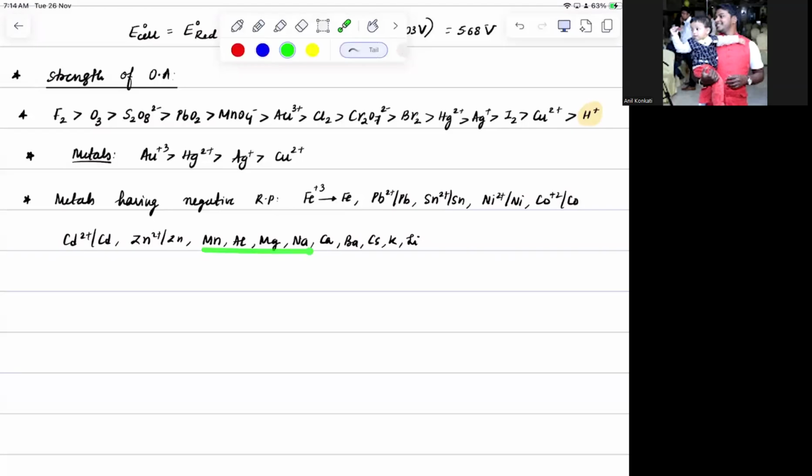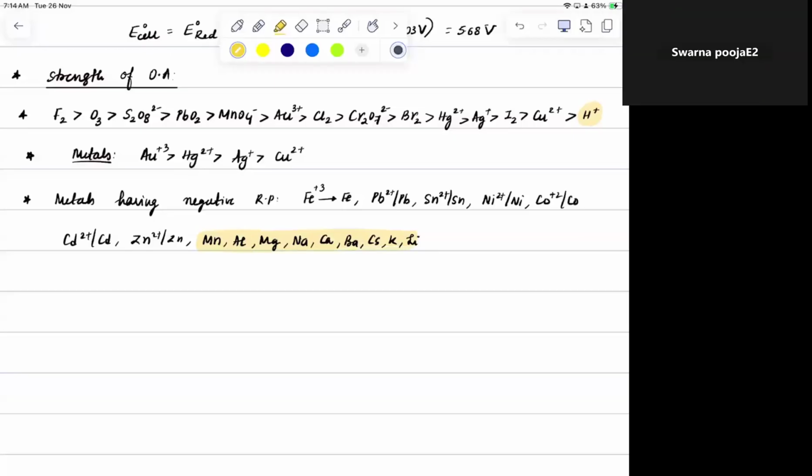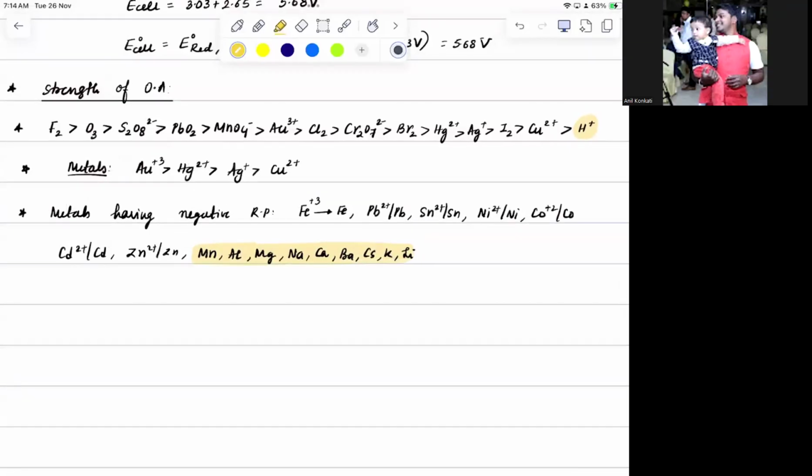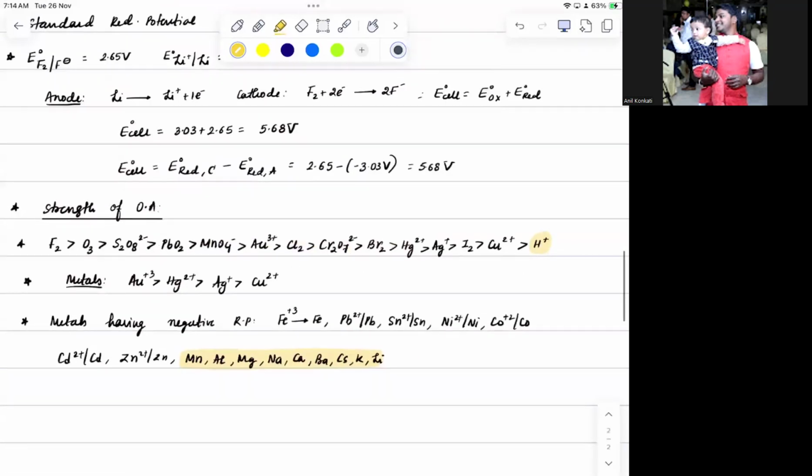This is the order you need to remember. Manganese till lithium, this is the correct order. Manganese will have relatively more reduction potential compared to aluminium, magnesium, sodium, calcium, barium, cesium, potassium, and lithium. Clear, everybody? So make sure you are aware of this.